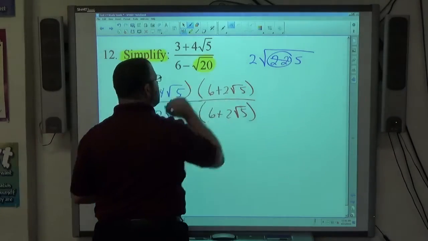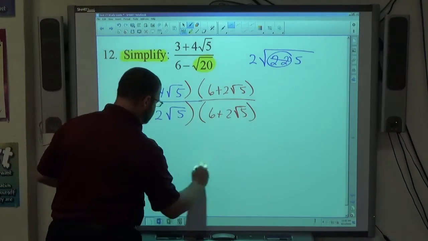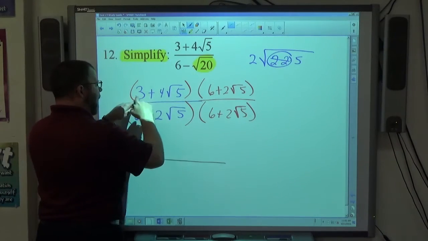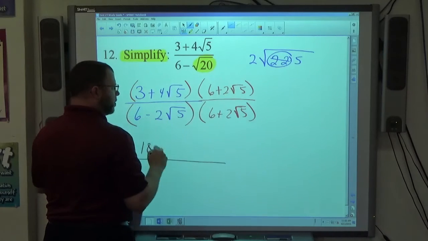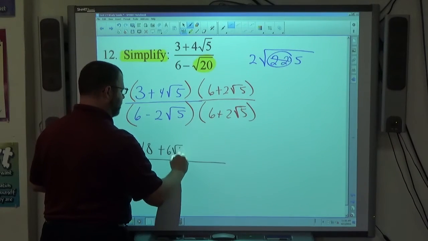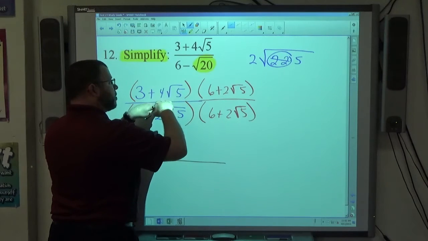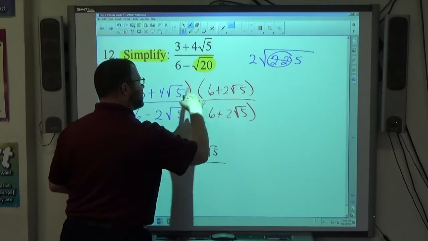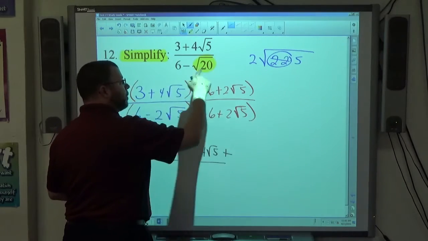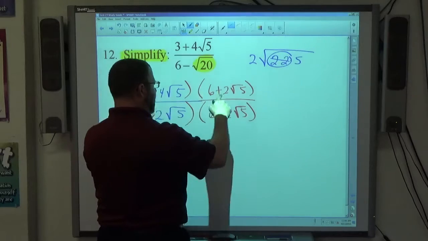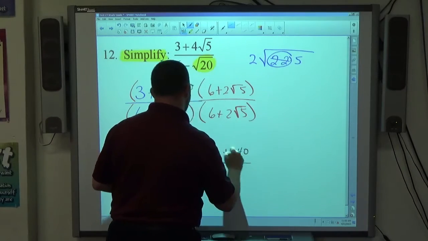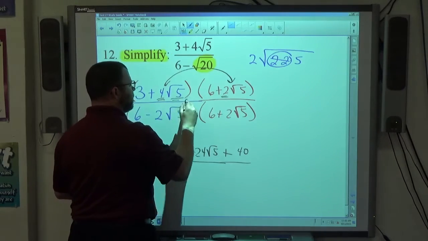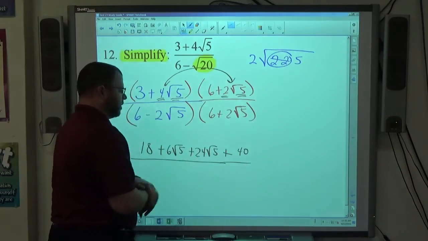So, on top I'm just doing FOIL. First times first, positive 3 and positive 6 makes positive 18. Outside times outside, positive 3 times positive 2 square root of 5 makes positive 6 square root of 5. Inside times inside, positive 4 square root of 5 times 6 makes positive 24 square root of 5. Last times last, positive 4 square root of 5 times positive 2 square root of 5 makes 8 times 5, which is 40. So when you're doing this product here, this times this makes the 8, this times this makes 5, 8 and 5 make the 40.